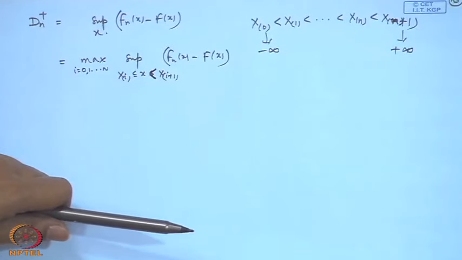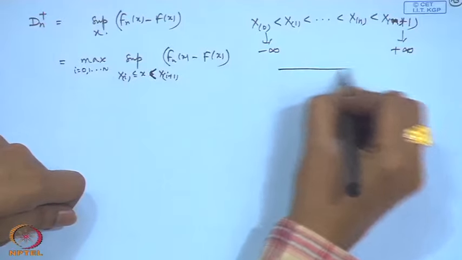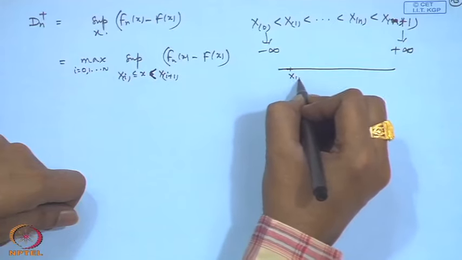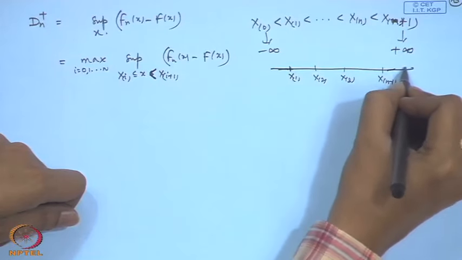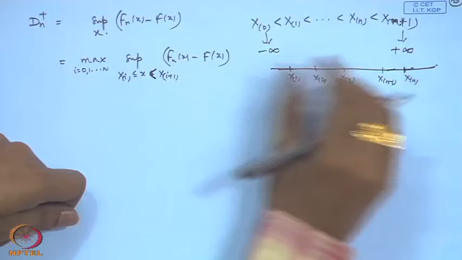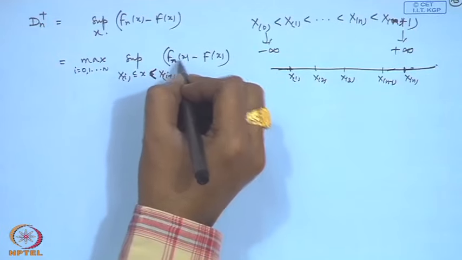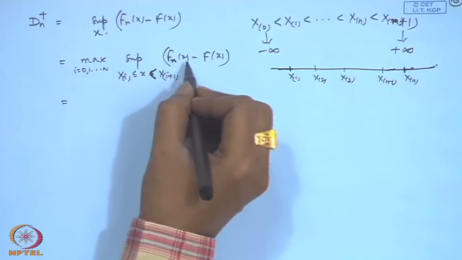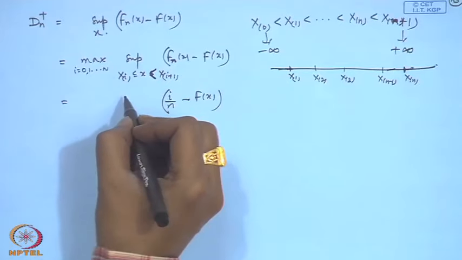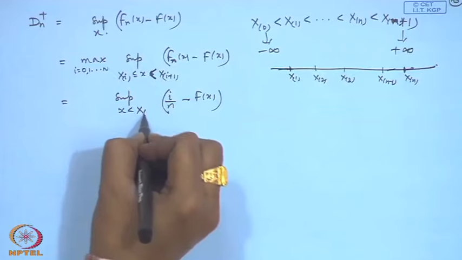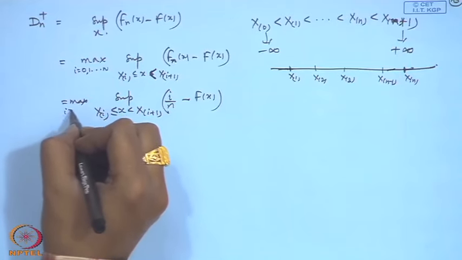That means, I am considering the supremum value in the intervals. So, this is X 1, that is minus infinity to X 1, then between X 1 and X 2, then between X 2 and X 3, then between X n minus 1 and X n, and then X n to infinity. So, I have divided this problem into looking at the difference in each of the intervals, but the advantage of this approach is that the value of the empirical distribution function in this interval is i by n. So, basically I am looking at the difference of F(x) from i by n when x is in the interval X i to X i plus 1, and this we are doing over all i's.